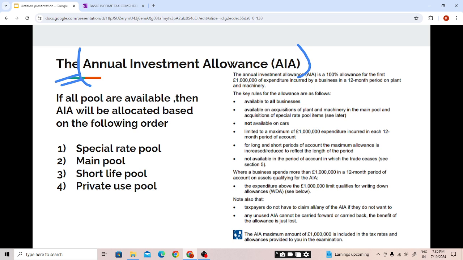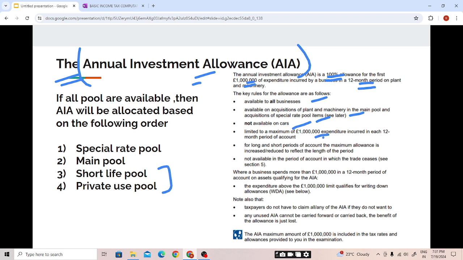And we had seen students, the annual investment allowance limit is 1 million pound, and it is for each 12 months period of accounts. And we have seen that it is available for all businesses, available on acquisition of plant and machinery in main pool and special pool, and also the other two pools. Not available on cars, especially AIA is not available on cars.